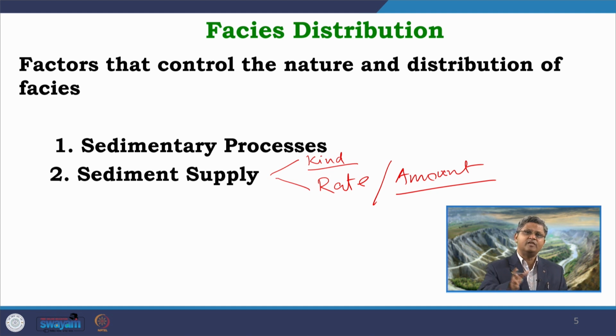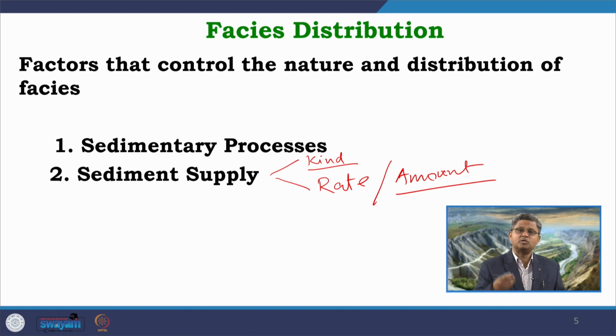On the other hand, if in the source area you have very soft rock, like for example a schist or maybe slate, it will get eroded very quickly. Maybe some mudstone or sandstone is present in the source area, so it will get eroded very easily and a lot of sediment will be supplied into the system. So, rate of supply will be higher, amount of supply will be higher.